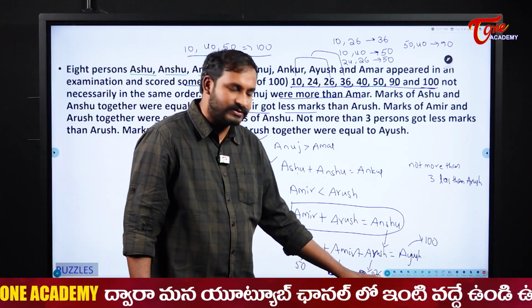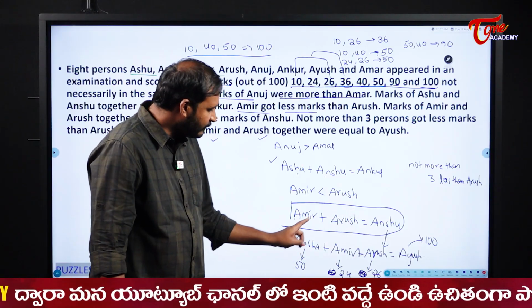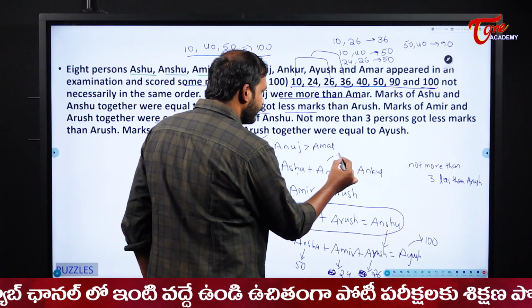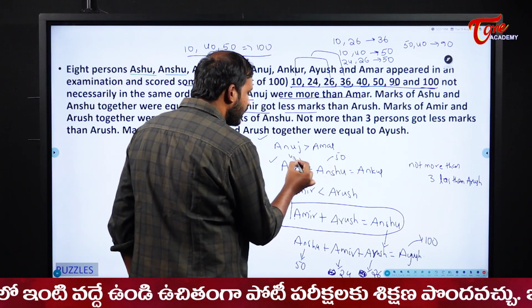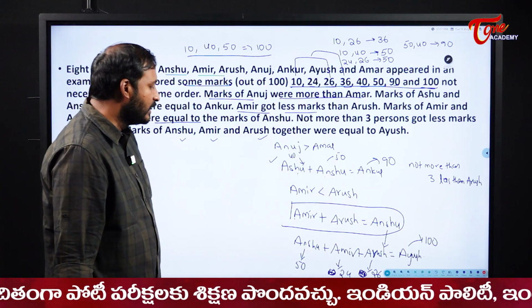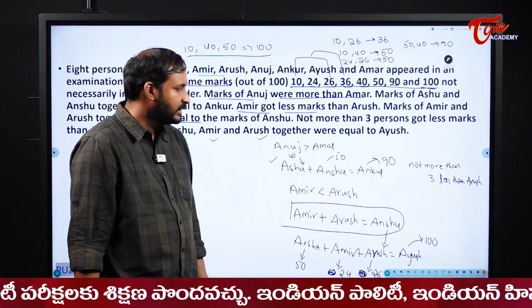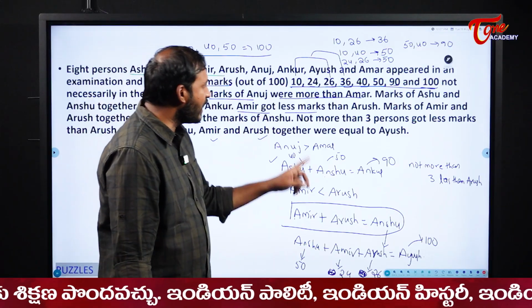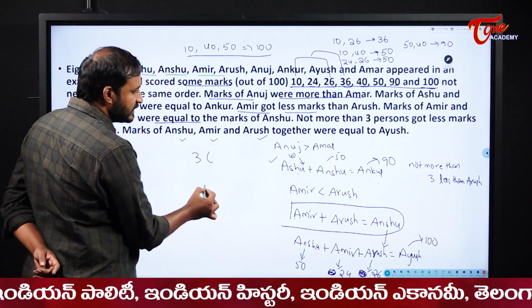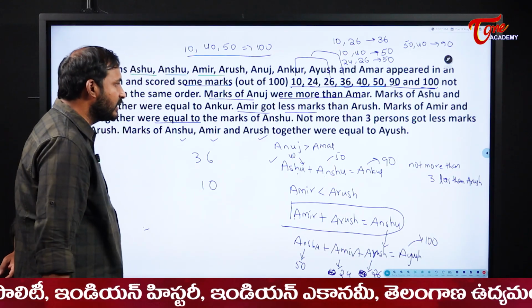50 plus 24 plus 26 will be 100. 24 plus 26. Anshu's value will be 50. And if it is 50, Ashu's value will become 40. Then Ankur's value will become 90. Ankur's value will become 90. Right? Next, please see here. With what values are we left now? 36 and 10. Only these two values are left.